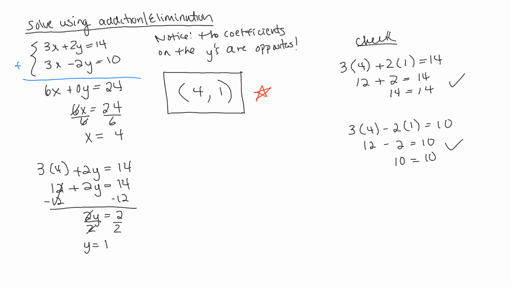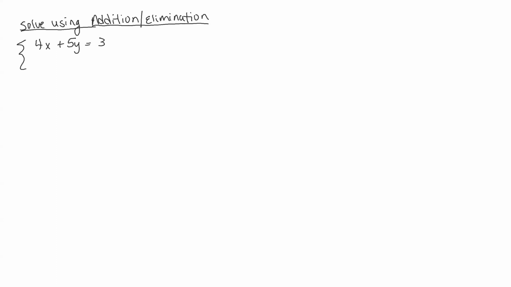The next one, we're going to have to do a little manipulating. So let's look at another example. So again, we're going to solve using addition or elimination. Depending on the book, some books call this the addition method, some call it the elimination method. I've seen it both in many different books. Just know that they're the same thing. And the system that we have this time is 4x plus 5y equals 3, and then 2x minus 3y equals 7. Now, notice the x's first.